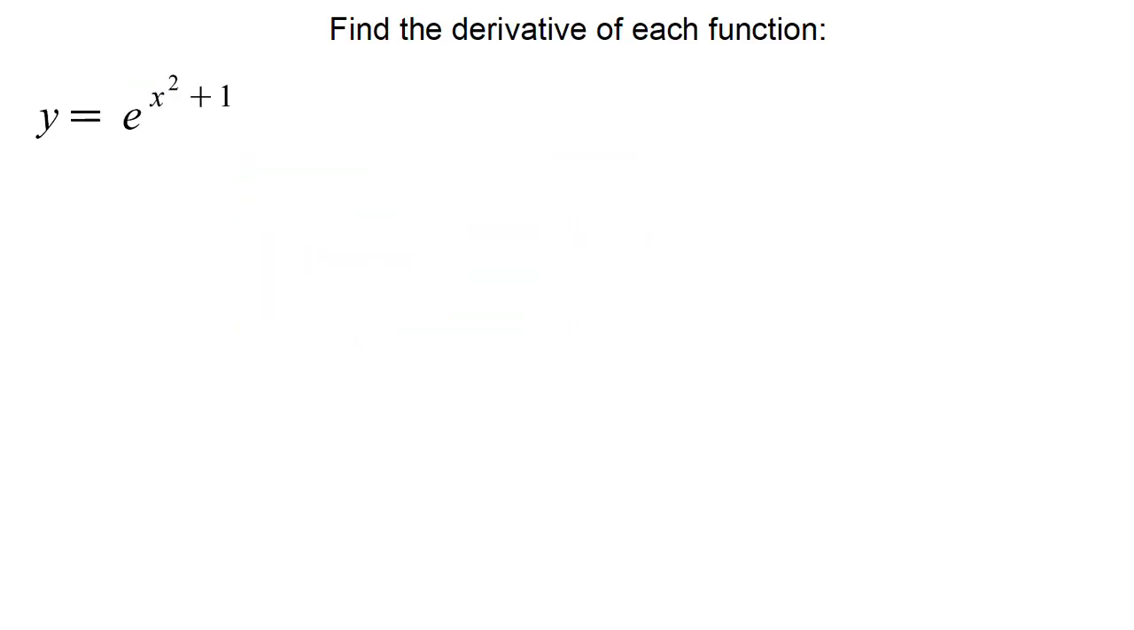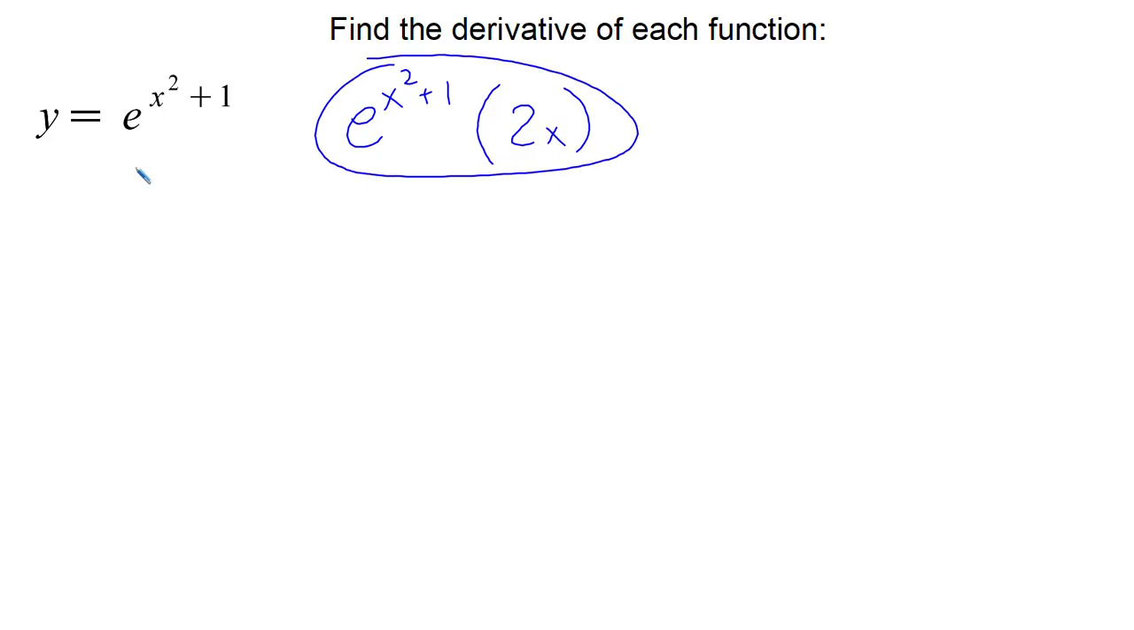All right, so for this one, it's the same idea. It's e to the x squared plus 1. So the derivative should just be e to the x squared plus 1 times the derivative of x squared plus 1, which is 2x. So that's really our final answer. If we need to break it down further, if you're having trouble doing that, it's just y equals e to the u, where u is x squared plus 1.